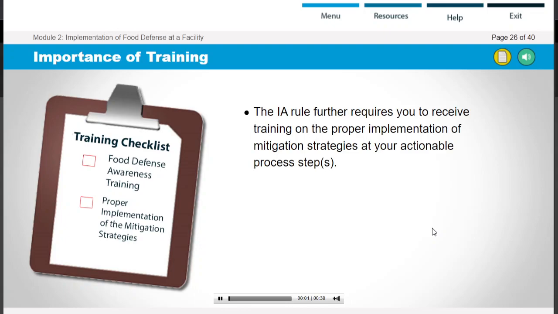In addition to the Food Defense Awareness training requirement, the IA rule further requires you to have proper training on the implementation of mitigation strategies at actionable process steps. Individuals working at these process steps, as well as their supervisors, must be qualified through education, training, or experience, or a combination thereof, to implement the mitigation strategy or combination of strategies at each actionable process step. This training may require facility-specific information for proper implementation of the mitigation strategy or strategies, and therefore will need to be developed and administered on the job.